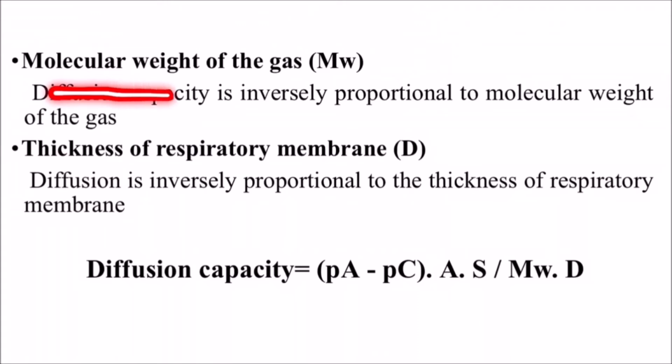Next factor is the molecular weight of the gas. The diffusion capacity is inversely proportional to the molecular weight of the gas. And the last factor is the thickness of the respiratory membrane. It stands for D. The diffusion capacity is inversely proportional to the thickness of the respiratory membrane.